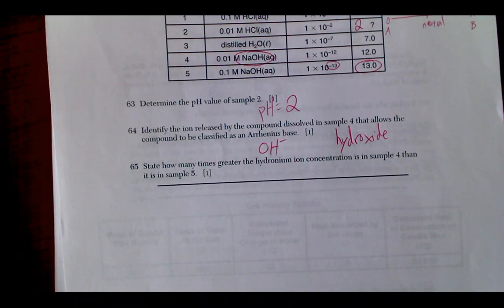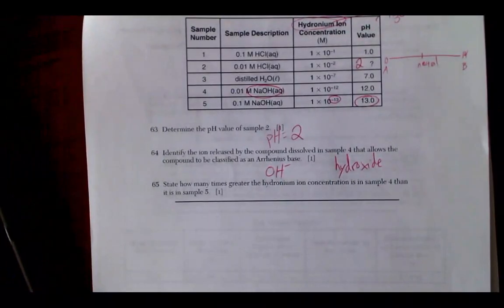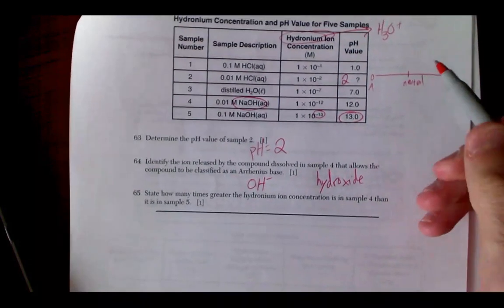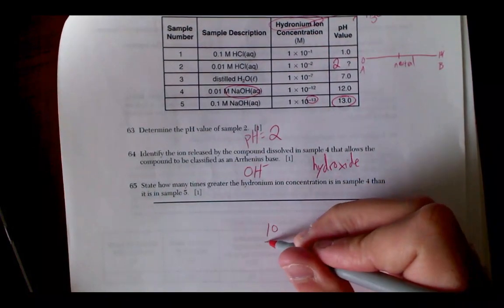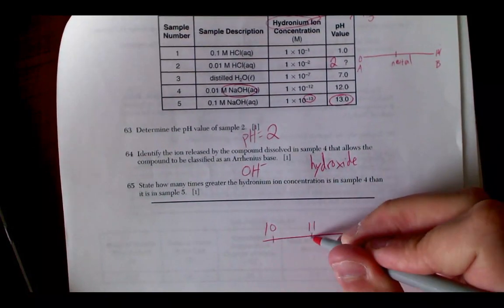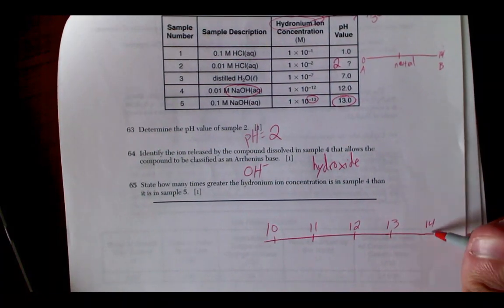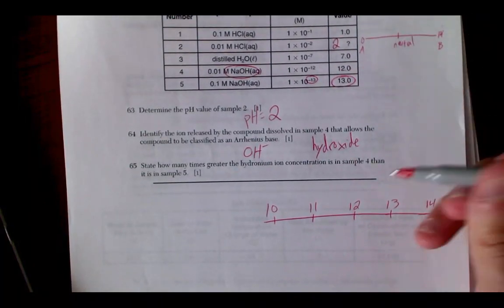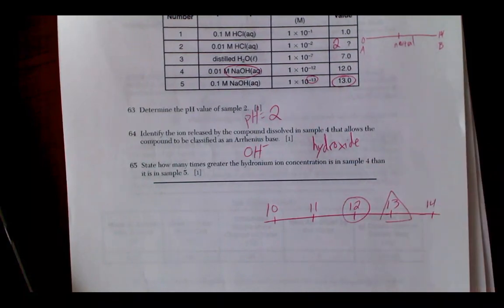State how many times greater the hydronium ion concentration is in sample 4 than in sample 5. So this, again, we go back to that pH scale. Sample 4 has a pH of 12. Sample 5 has a pH of 13. So I'm only really caring about this far right side of the pH scale. So I'm just going to do a quick little number line for myself here. 10, 11, 12, 13. I'll include 14 also. All right, we want to look at sample 4 compared to sample 5. Sample 4 was 12, so we're looking at 12 compared to 13 in sample 5.